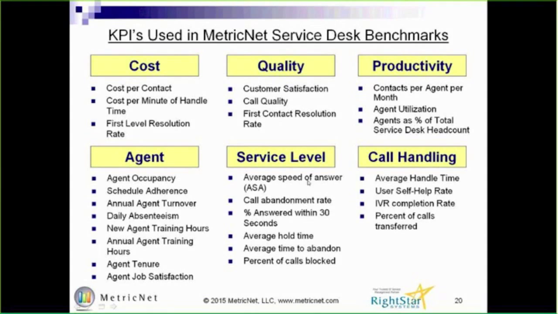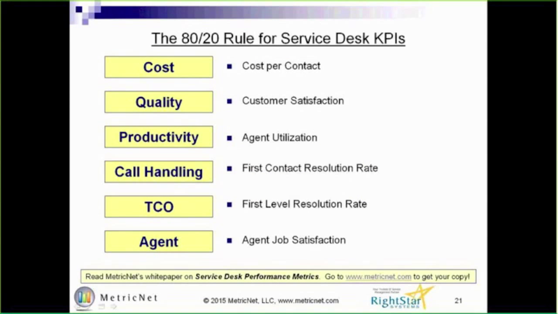Here are the KPIs that we use in the service desk benchmark. Once again, the 80-20 rule applies. We have our foundation metrics of cost per contact and customer satisfaction, driven respectively by agent utilization and first contact resolution rate. First level resolution rate is our TCO metric, and then we have agent job satisfaction for the same reason we had it with desktop support. It's a bellwether metric. It tells us a lot about the health of the organization.